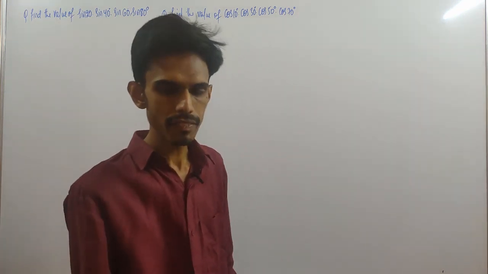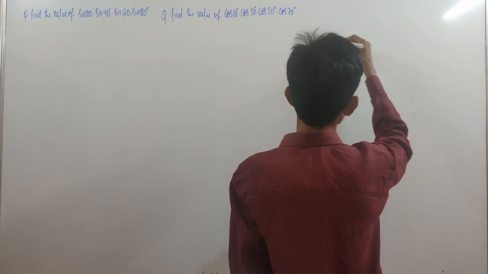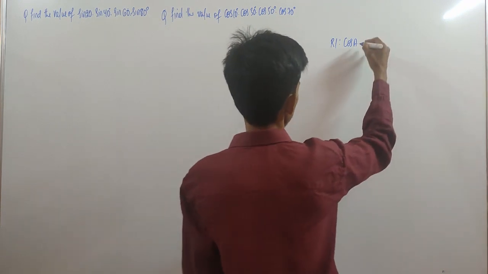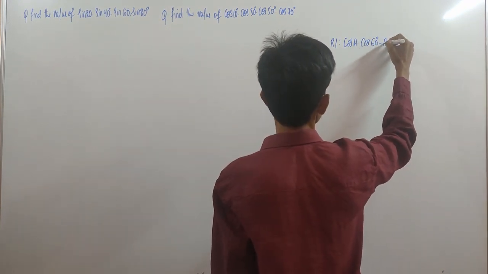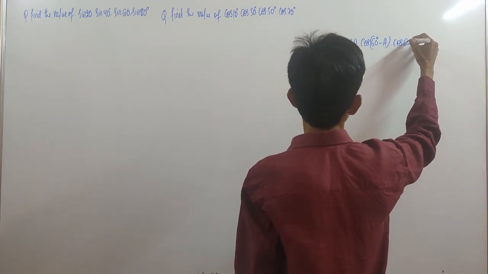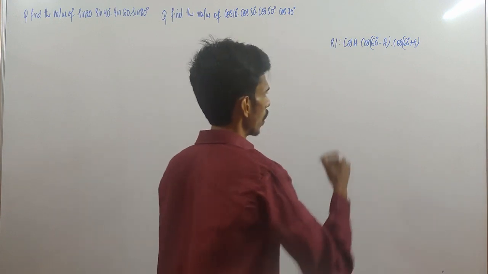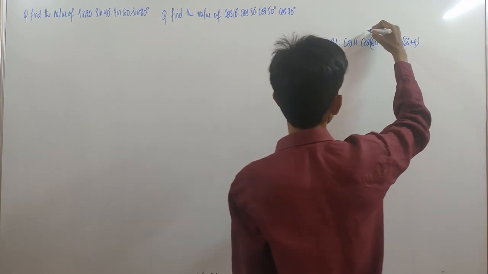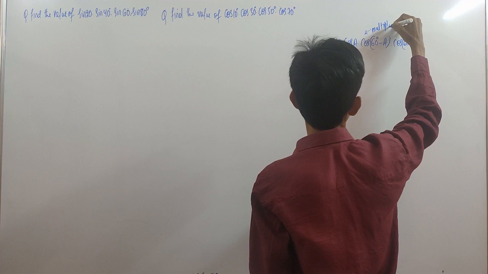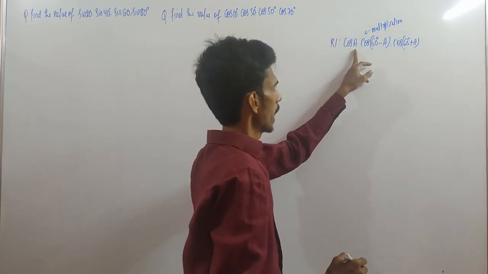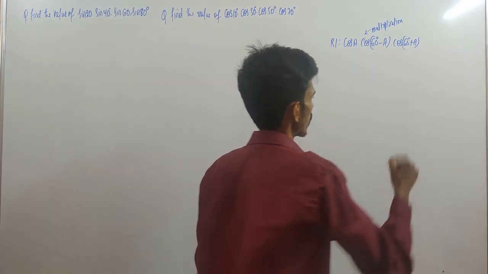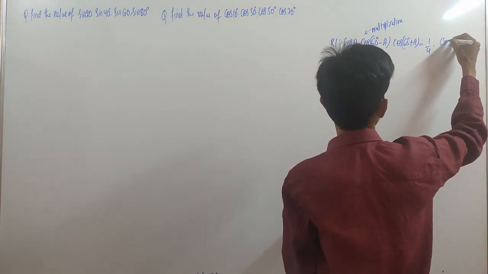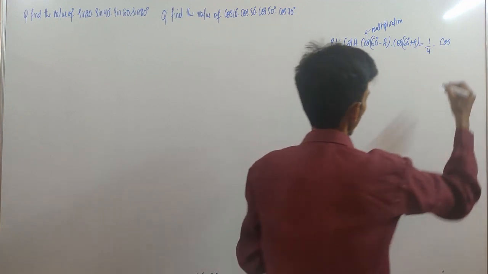Now let us recall the results that we have derived here. The first result that we have is cos A into cos 60 degree minus A into cos 60 plus A. Here all cos terms should be in multiplication, and the first angle should be A and the others will be 60 minus and 60 plus. So it will become 1 by 4 of cos 3A.